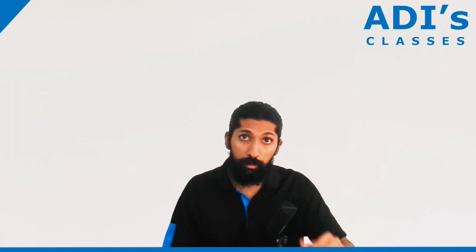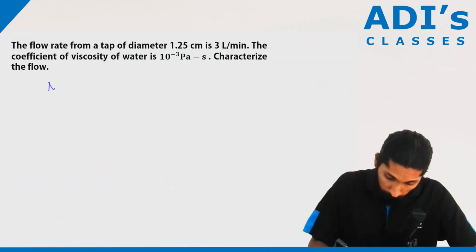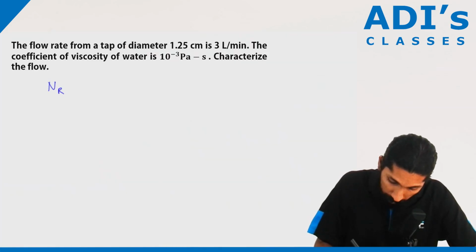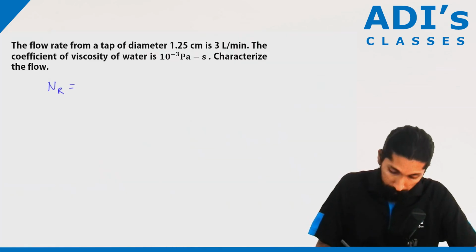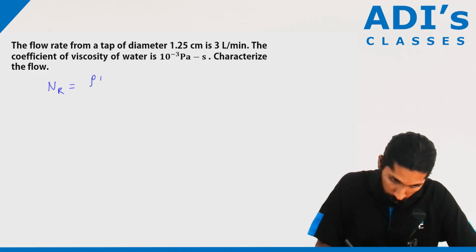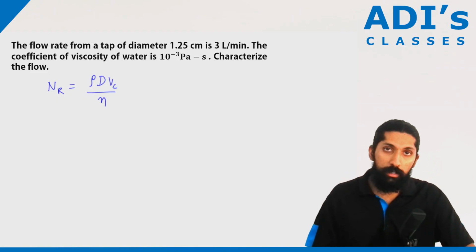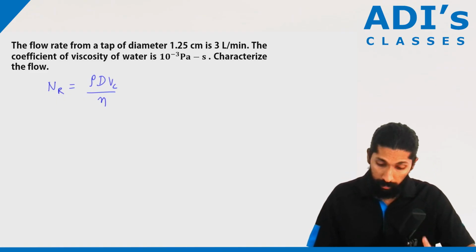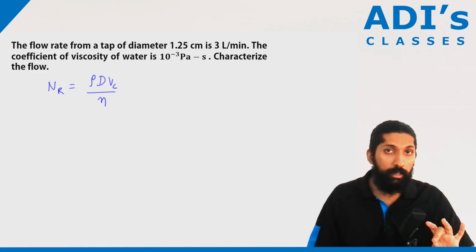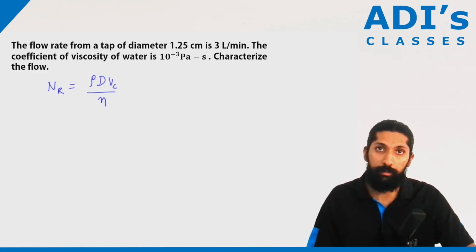Okay, first is the formula, obviously. What is the formula for Reynolds number? You have NR, this is the Reynolds number, correct? NR is equal to rho d Vc divided by eta. This is the formula for Reynolds number, correct? Density, diameter, critical velocity, and coefficient of viscosity.